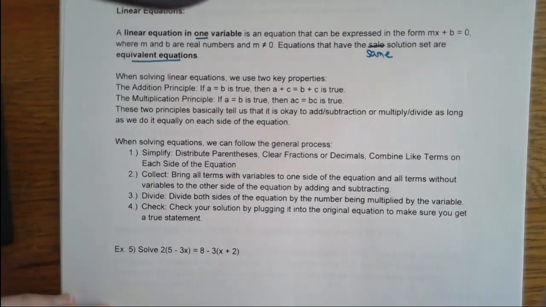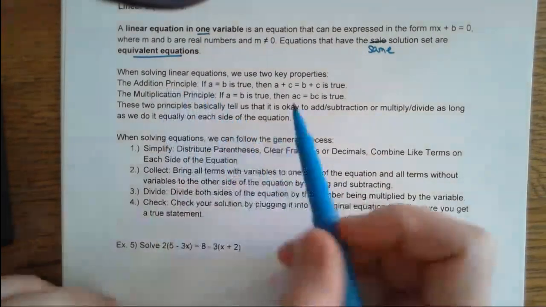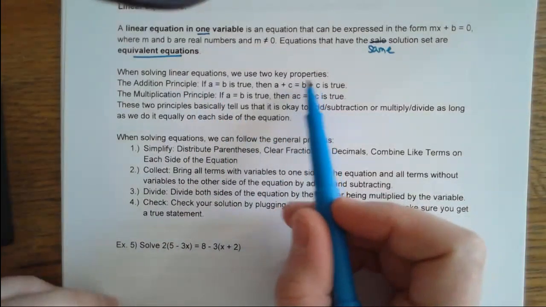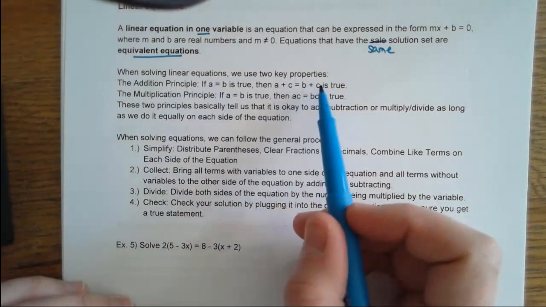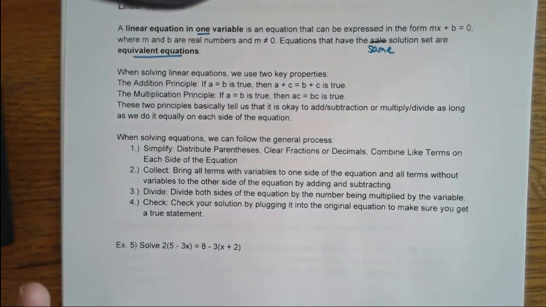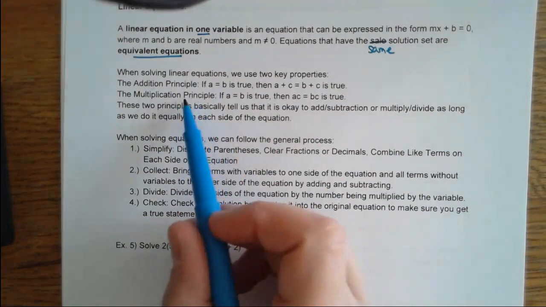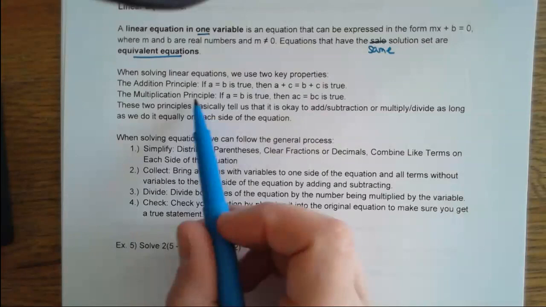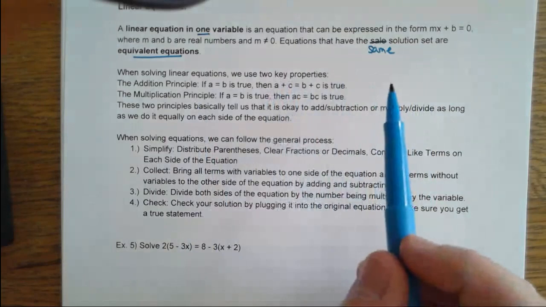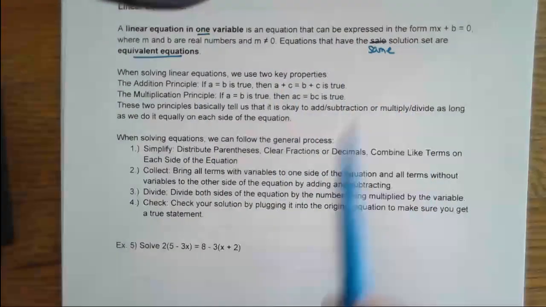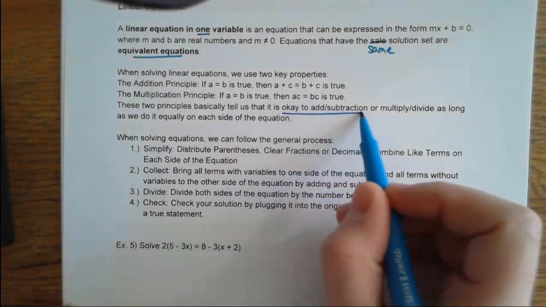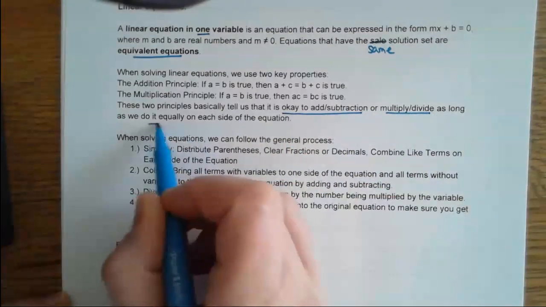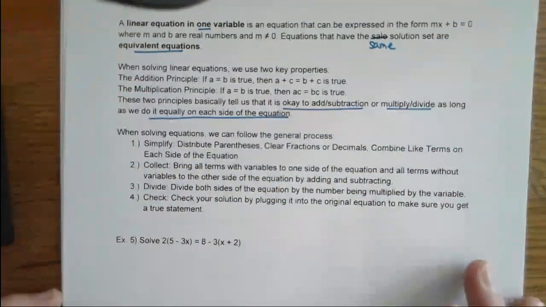So the ones that we've already been using: the addition principle. If you add the same number to both sides or subtract it, then again, it's still going to be the same solution. The same thing is true for the multiplication principle. If you multiply by the same number on both sides, or if you divide by the same number on both sides, as long as it's not 0, then again, you get the same solution. So it's basically okay to add or subtract or multiply and divide, as long as we do it equally on each side of the equation, our solution will not change.